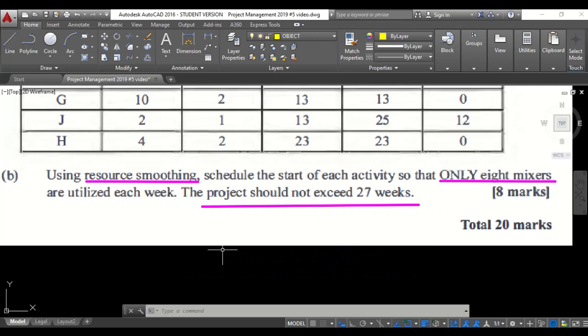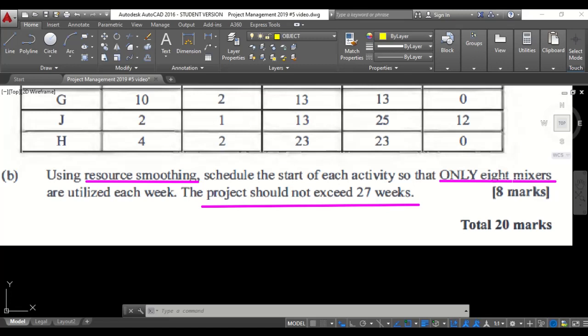Now, of importance, the timeline of the project should not be extended or change, but what will happen is the resources will be reallocated so that they are within a certain constraint that is given. For this question, the constraint is that there should only be 8 mixers used each week. So we have to assess our resource histogram to ensure that no week exceeds 8 mixers.